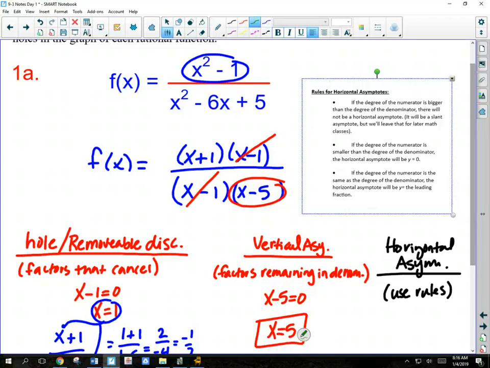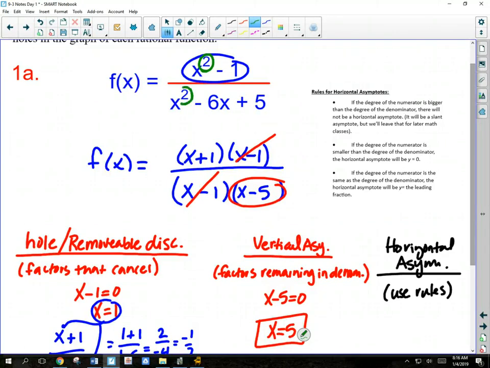And you want to look for the highest degree that you see in the numerator and the biggest degree that you see in the denominator. So the biggest degree, which is an exponent, that I see in the numerator is 2, and the biggest degree I see in the denominator is 2. So what that means is the degree of the numerator is the same as the degree of the denominator. And then what it says is that the horizontal asymptote will be the leading fraction.